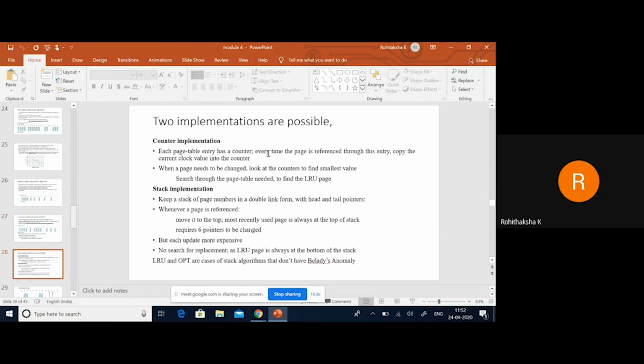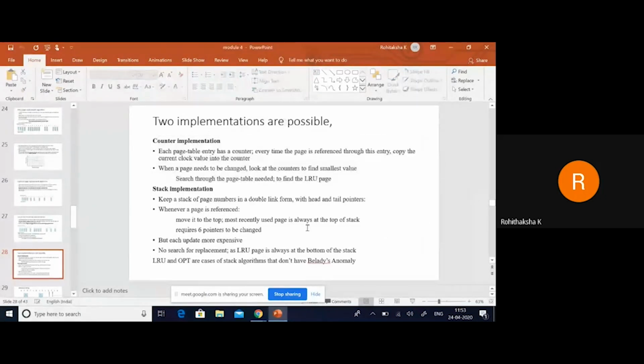In the counter implementation, each page table entry has a counter. Every time the page is referenced, we copy the current clock value into the counter, and it goes on incrementing each time. So when a page needs to be replaced, look at the counters to find the smallest value. Whichever has the smallest value, that page has to be replaced. So we search through the page table to find the LRU. This is what is called the counter implementation.